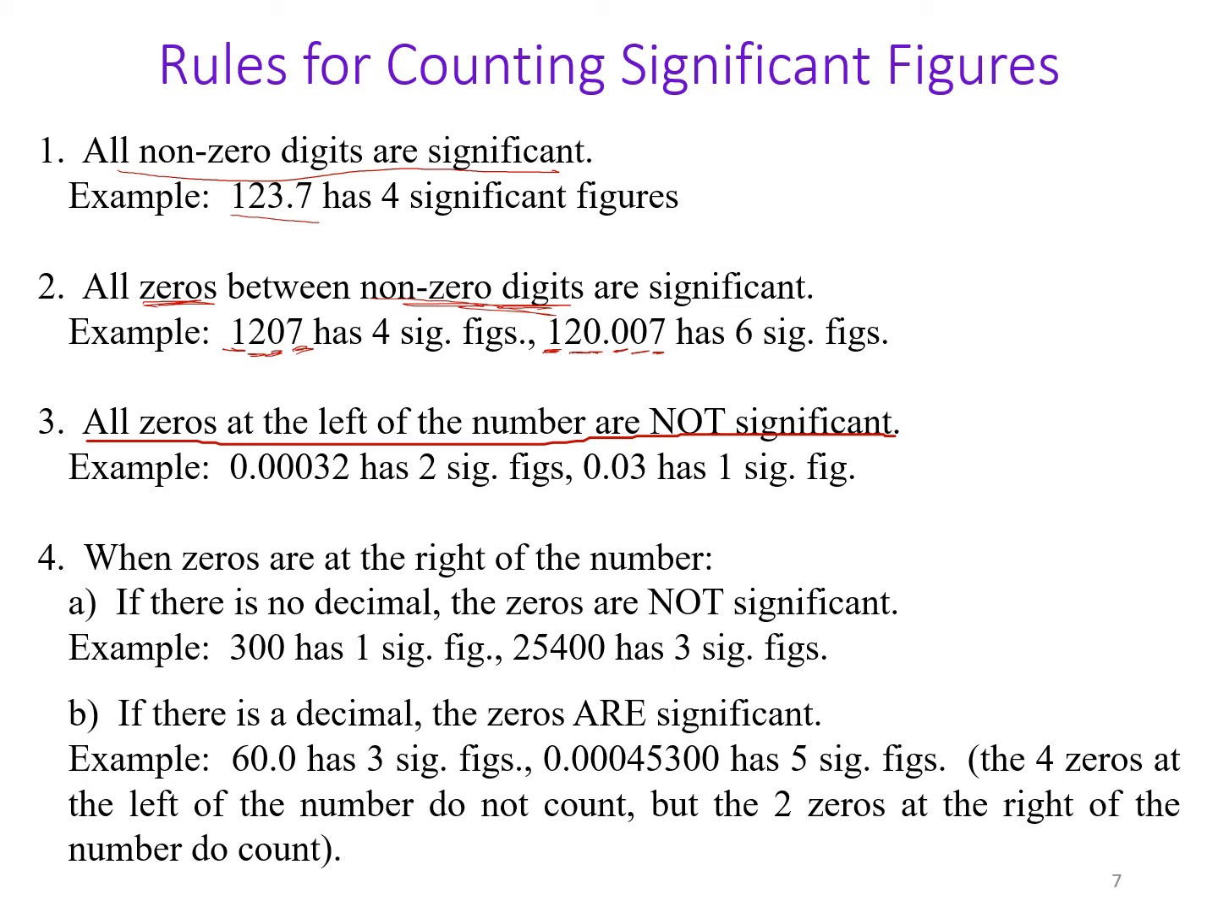Meaning if I write the number 0.00032, then these zeros that are present on the left side of this number 3, the first non-zero digit, are not significant. Okay, so how many sig figs does this have? These zeros are not significant for us. What is significant? This 3 and 2. So this has essentially 2 sig figs. So all the zeros that are on the left side of a non-zero number are not significant.